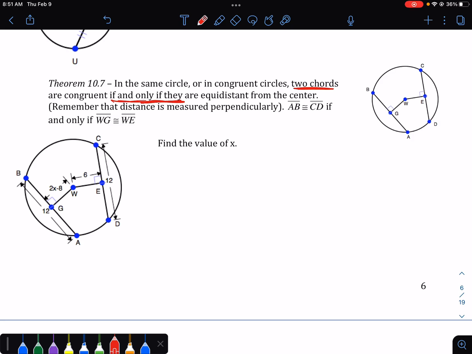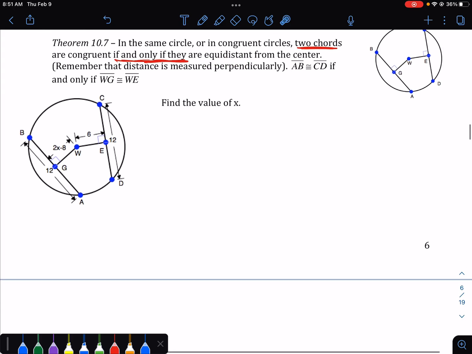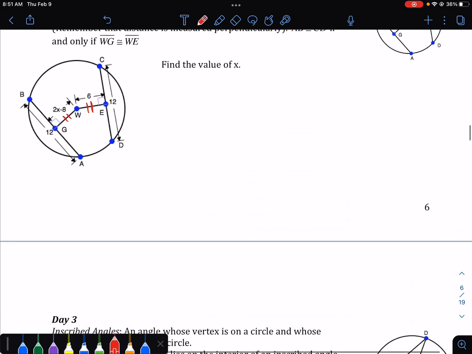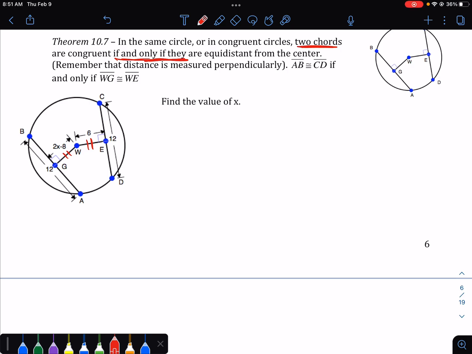So remember that when we're talking about equidistance, we measure perpendicularly. Okay? So if we know that AB is congruent to CD, then we know that WG is congruent to WE. Or if I had WG congruent to WE, then we would know that these chords are congruent. Now it has to be that perpendicular measurement, because when we're talking about equidistant, we measure that distance perpendicularly. So here, I know that this chord matches this chord, which means the distance from the center to that chord perpendicularly has to be the same.